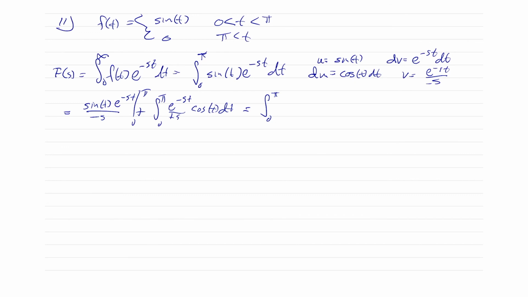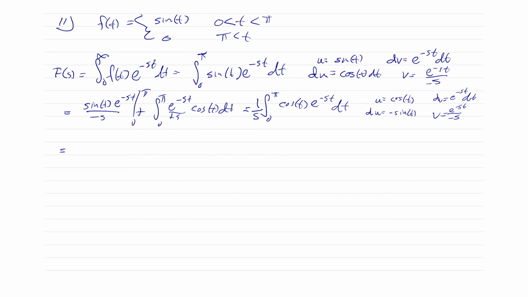So the integral from 0 to pi of cosine of t e to the minus st dt. Okay. And 1 over s popped out. Okay, now we're not quite done. We need to do integration by parts again. And so here we're going to set u is equal to cosine of t, and that means that du is equal to minus sine of t. And then dv, again, is e to the minus st dt, and our v is, again, going to be e to the minus st divided by minus s.